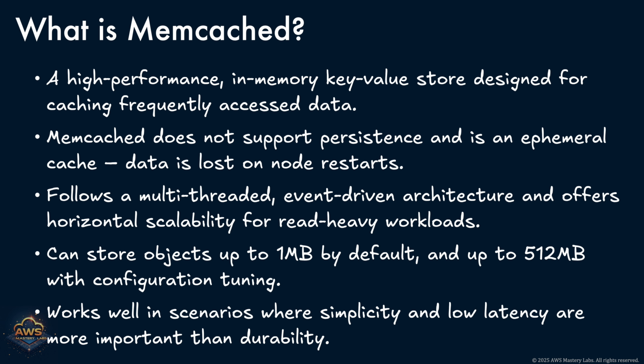For scenarios where cached data is easily regenerable, such as pre-rendered pages, API responses, or database query results, this volatility is acceptable and even beneficial, allowing the system to operate with reduced complexity and overhead. Memcached follows a multi-threaded and event-driven model, enabling it to efficiently manage thousands of simultaneous connections. This makes it a robust solution for high-throughput environments like real-time applications or large-scale web services.